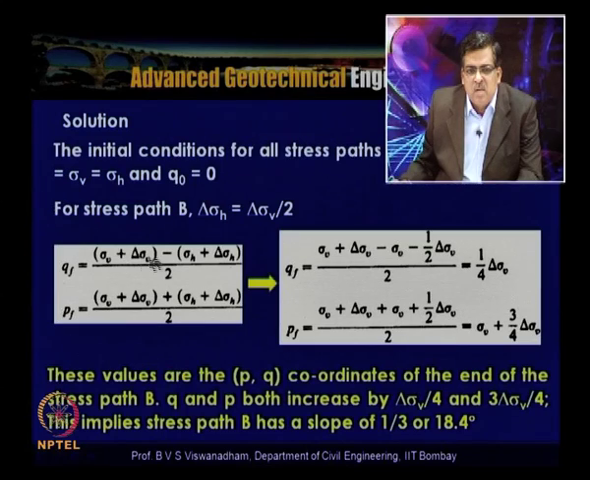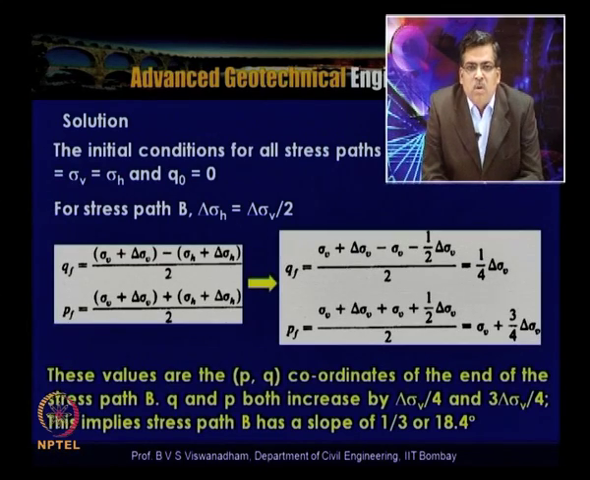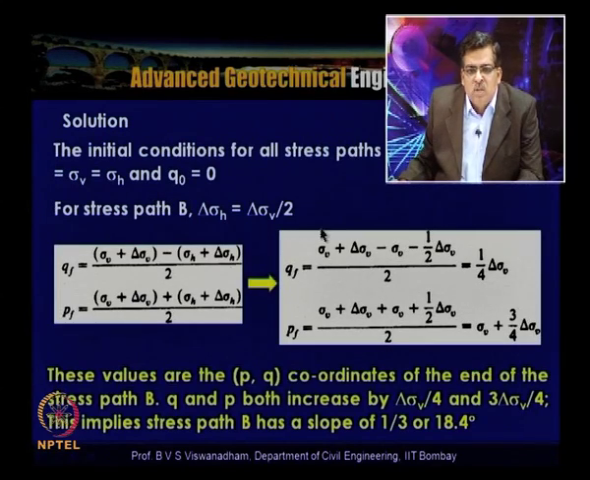QF is equal to sigma V plus delta sigma V minus sigma H plus delta sigma H by 2, and PF is equal to sigma V plus delta sigma V plus sigma H plus delta sigma H by 2. Now for substituting, sigma H is equal to sigma V initially, so sigma V plus delta sigma V minus sigma V minus delta sigma V by 2, because delta sigma H is equal to delta sigma V by 2. So with that, what we got is 1 by 4 delta sigma V, and similarly when you simplify, PF is equal to sigma V plus 3 by 4 delta sigma V. So these points are nothing but the coordinates at the end of the stress path.